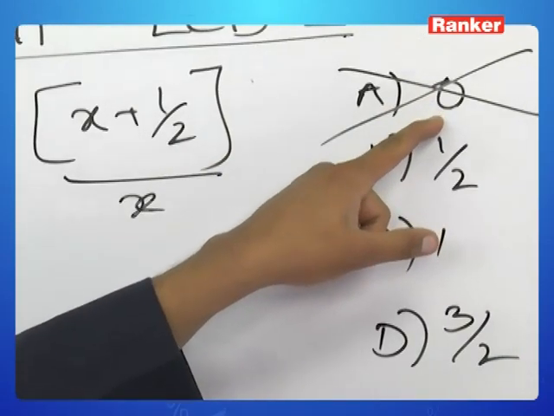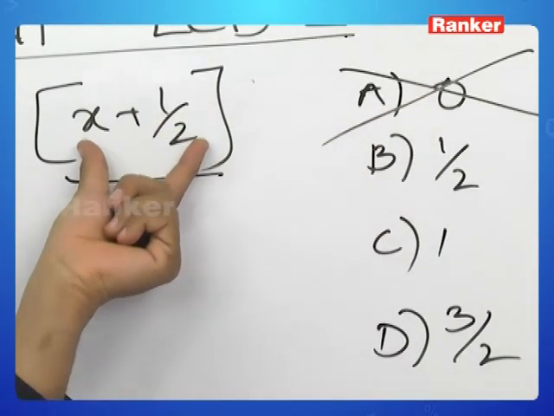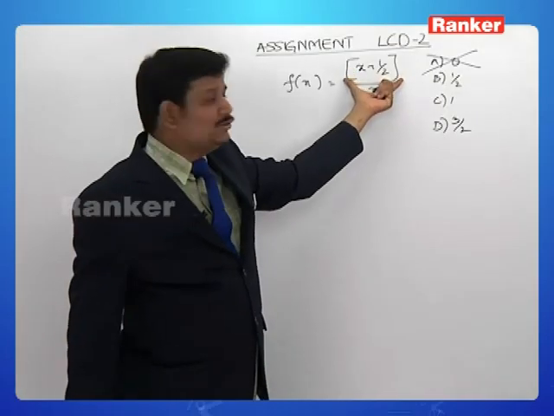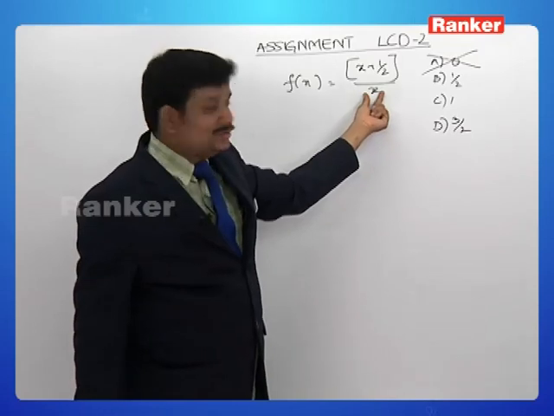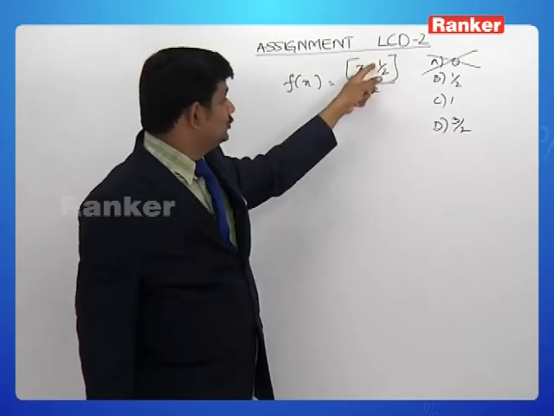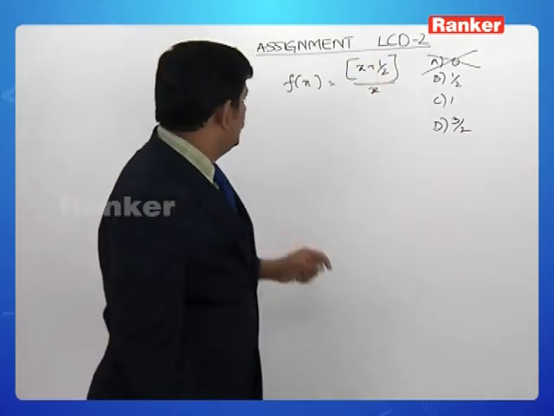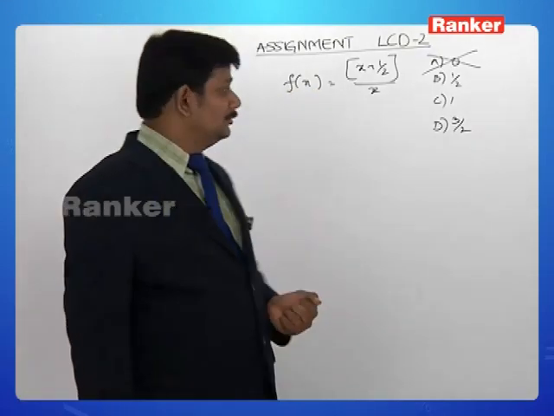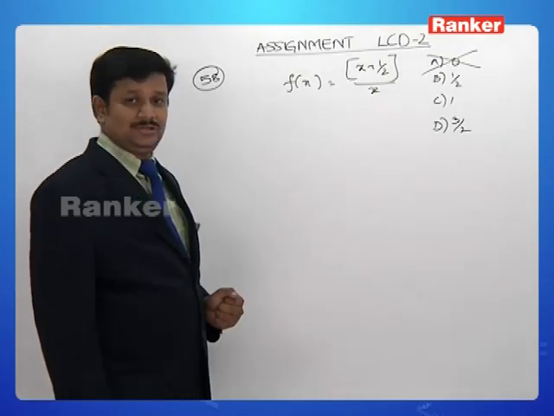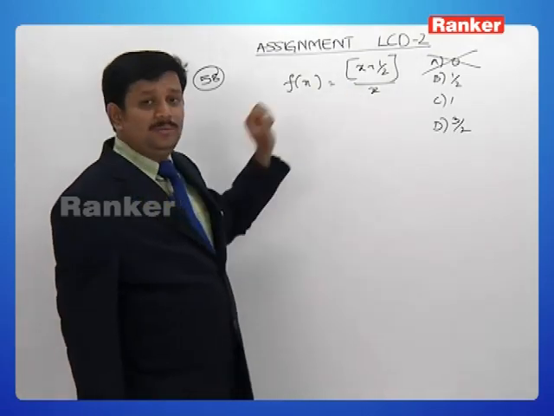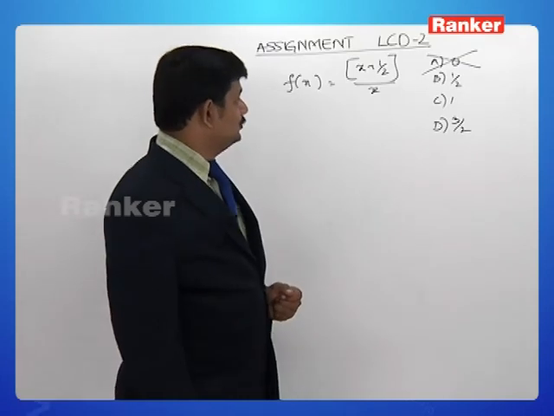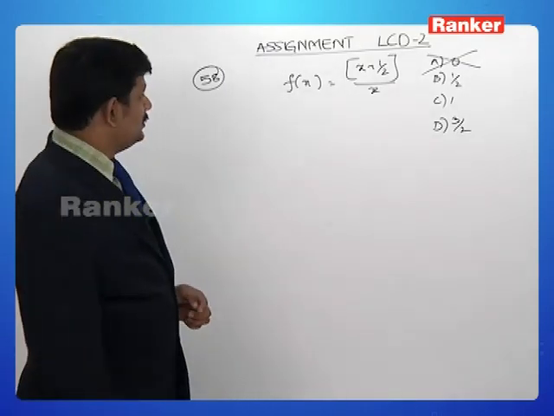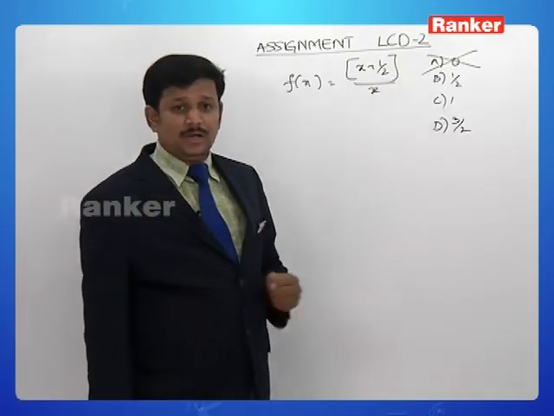Whenever x is in the neighborhood of 0, x plus half will be in the neighborhood of half, and the integral part of half is 0. The denominator is tending to 0, the numerator is 0. So 0 by whatever is 0. And once we define f of 0 separately as 0, the function becomes continuous. So this is a removable discontinuity at x equal to 0. Forget that for now; the function is discontinuous at 0. Look at option B, half.